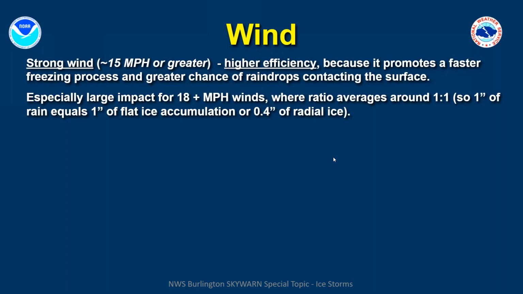So the second factor is wind. This is a pretty straightforward one, where we do see higher efficiency of ice accretion when the wind is stronger, and especially above 15 miles per hour. It promotes a faster freezing process and greater chance of raindrops contacting the surface. And studies have shown that, in particular, above 18 miles per hour, the ratio is remarkable, that you can be 100% efficient even, where every bit of precipitation is going to accrete.